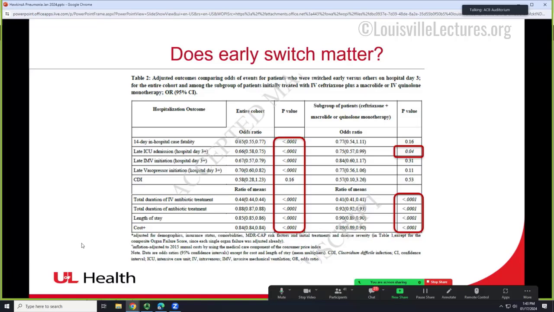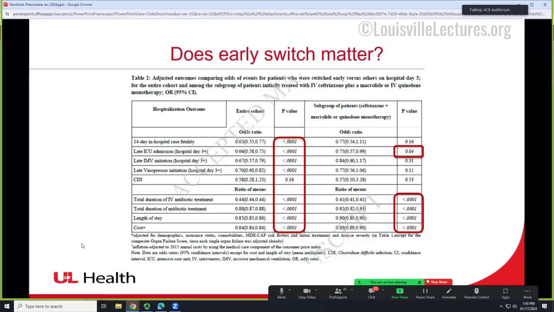So looking at the patients who switched earlier, they had a lower rate of 14-day in hospital fatality, lower rate of ICU admissions, lower rate of vasopressor initiation, lower rates of C. diff. They had lower total duration of IV antibiotics. Of course, you're switching early. That one's easy. Total duration of antibiotics was much shorter, length of stay was shorter, and cost was shorter. So this actually made a huge impact on patient, not necessarily their outcomes. They did evaluate outcomes, but really looking at the cost of therapy as well.